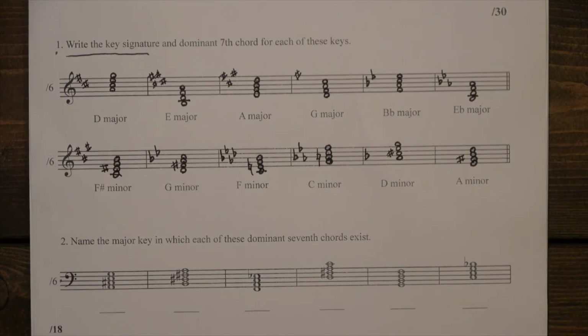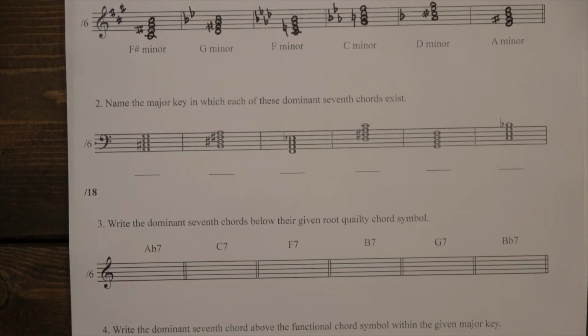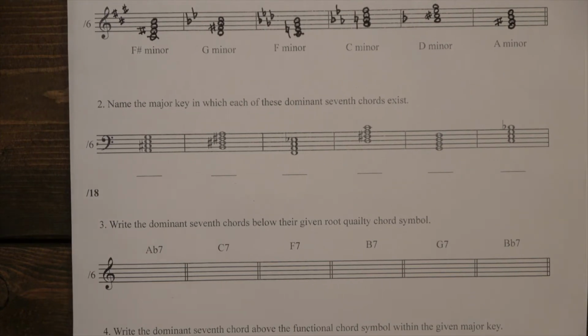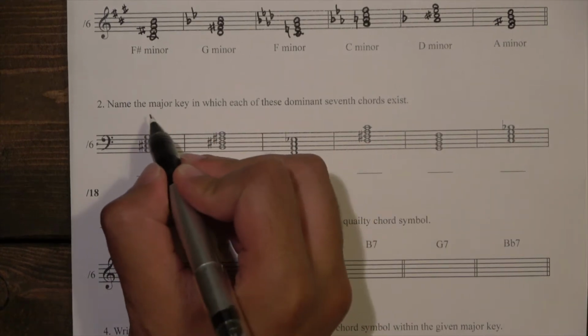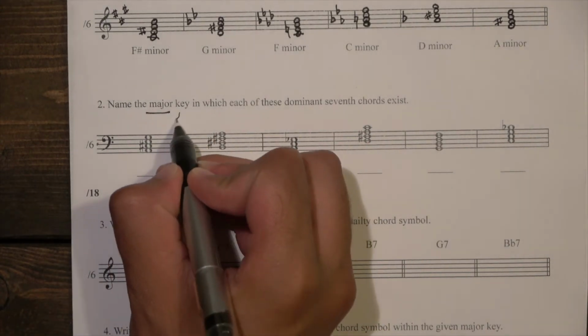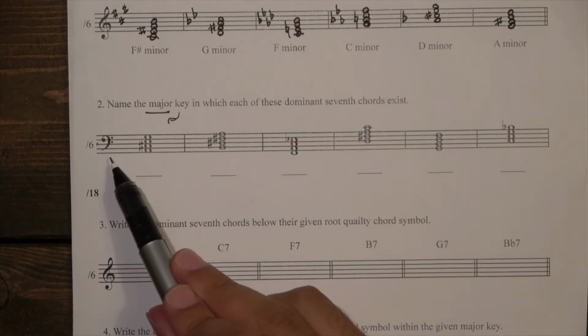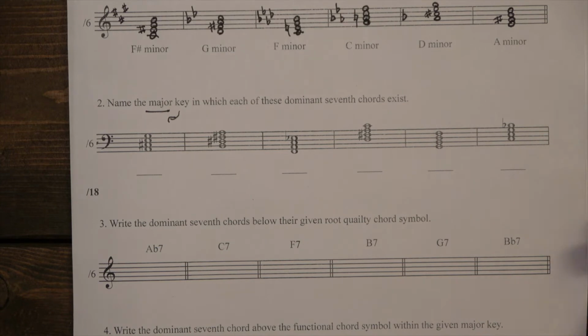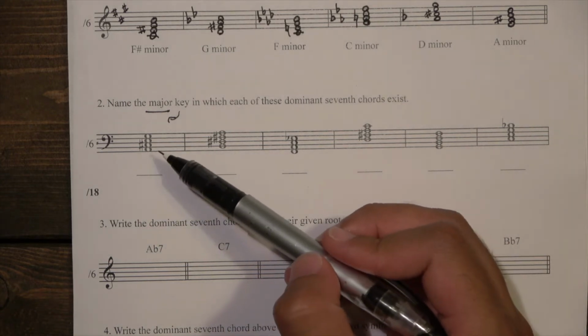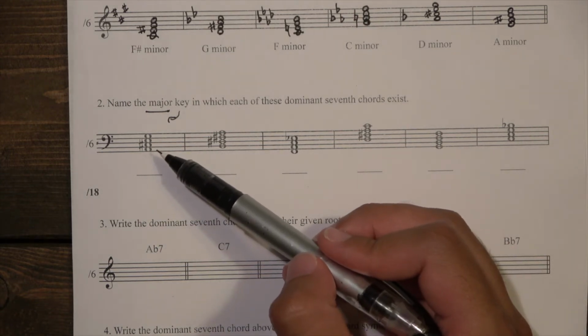Good. Question 2. Name the major key in which all of these dominant 7th chords exist. Keyword being major. No pun intended. Haha. We're in the bass clef, pay attention. So, we have to figure out which major key this dominant 7th chord belongs to.